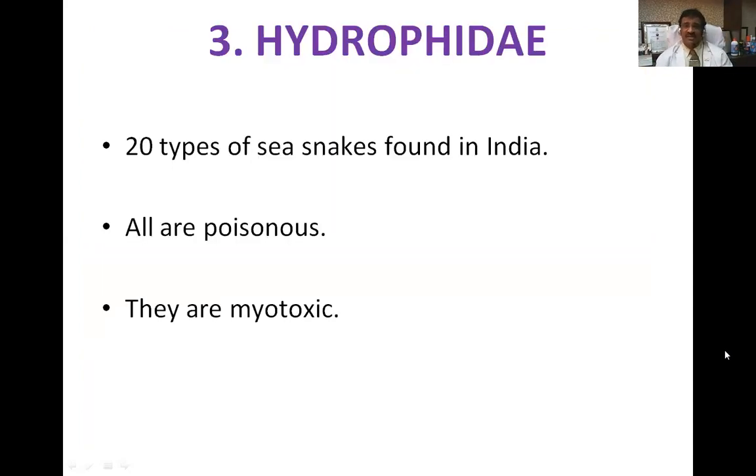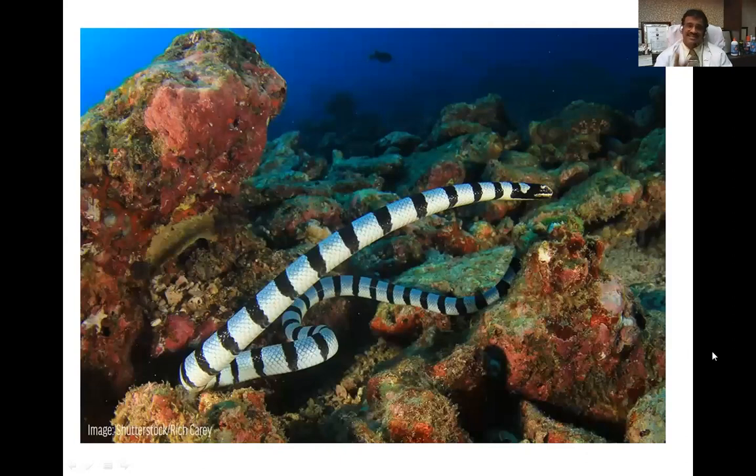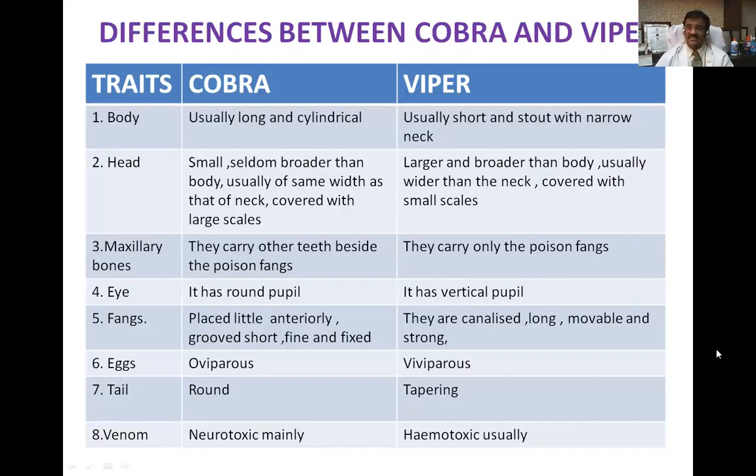Now, the Hydrophiidae family has 20 types of sea snakes found in India alone. India means the Indian Ocean and the different seas around India. All these species are poisonous and they are myotoxic because they cause toxic effects on the muscles. Here is one example through a picture. You can see one sea snake here, a highly poisonous snake, the sea snake.